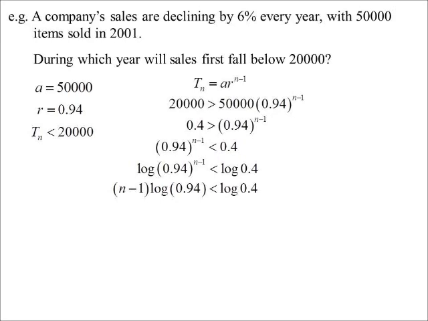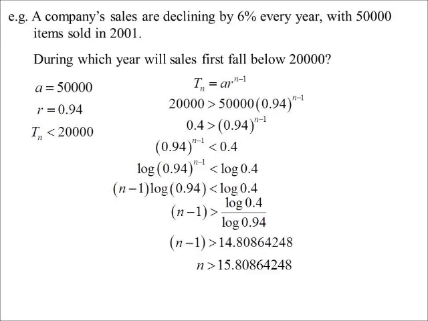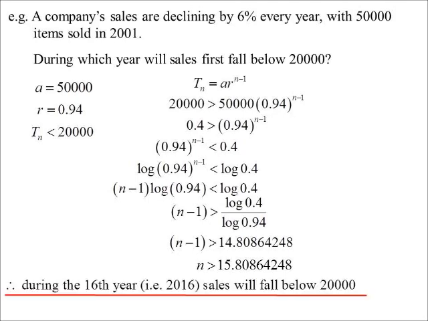We now will divide by log of 0.94, but remember, that's a negative number. A log of a number smaller than 1 is negative. So if we change the sign, we change the sign, so it becomes a greater than. And when we sub it in, which log button do we use? Doesn't matter, as long as you're consistent. And add 1. So we want to know during which year. So n has to be greater than 15.8. So I guess that makes it the 16th year, doesn't it? It'll be sometime during that year. And just for completeness, that would be 2016.